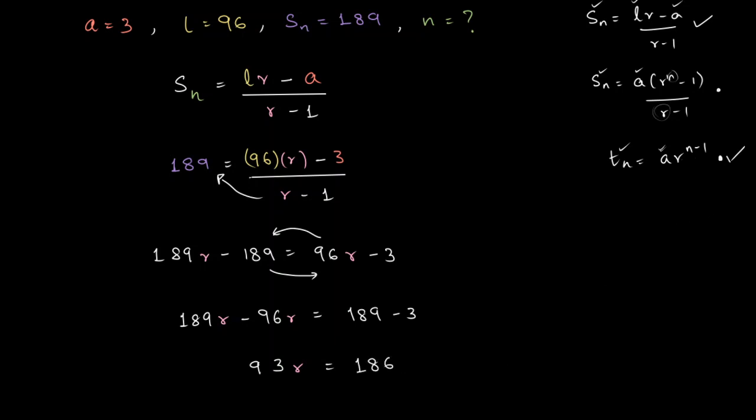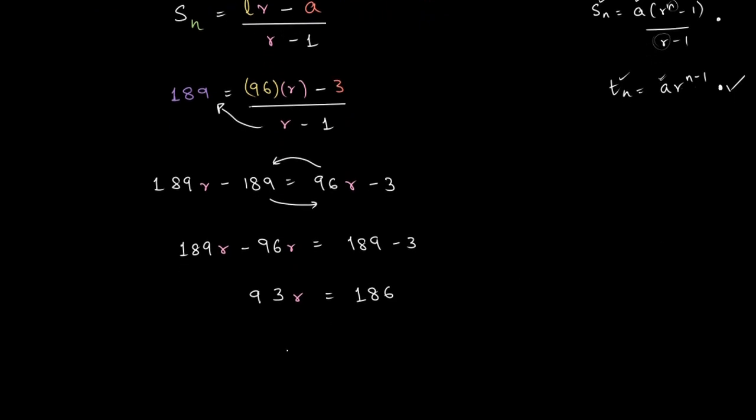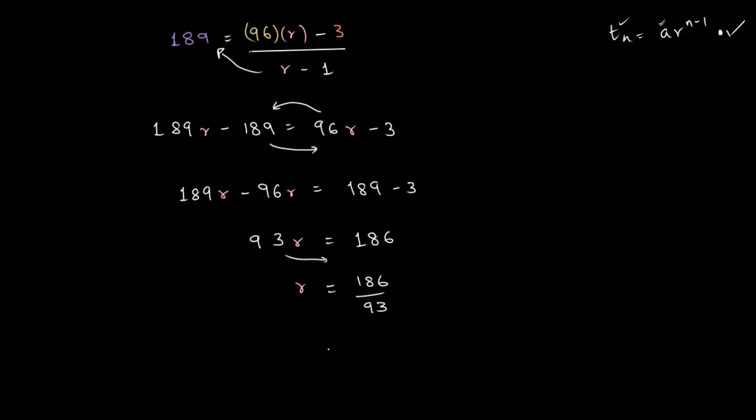186. Alright, so now all I need to do is take 93 from the left hand side to the right hand side. So R is equal to 186 upon 93, and if you calculate that, I get the value of R as 2, right? 93 2s are 186, so R is equal to 2.